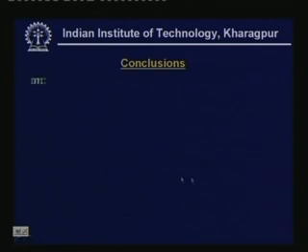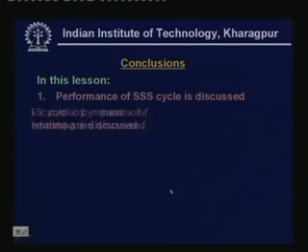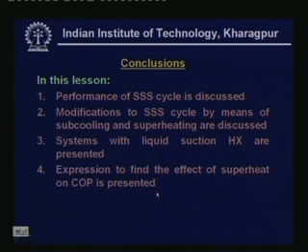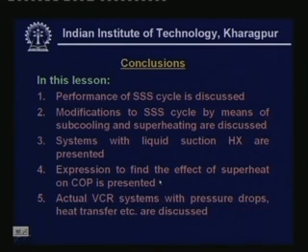Okay. So let me quickly summarize what we have learned in this lesson. In this lesson we have looked at the performance of SSS cycle, and we have discussed the modifications by means of subcooling and superheating, and we have also discussed liquid suction heat exchanger, and we have seen the criteria for beneficial effect of superheat. And we have also seen the effect of pressure drops on the actual systems, with pressure drops and heat transfer rates, etc. Okay. So in the next lesson we will continue the vapor compression refrigerant systems, and we will discuss multi-stage and cascade cycles which are used in very large temperature lift applications. Thank you.